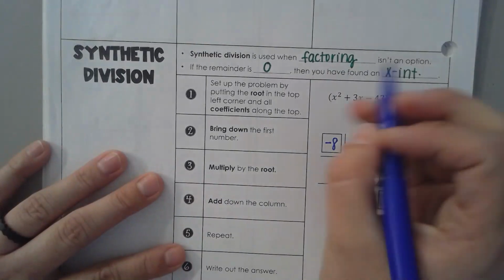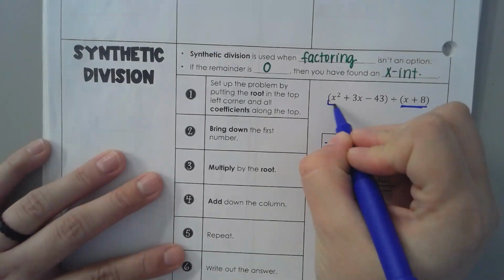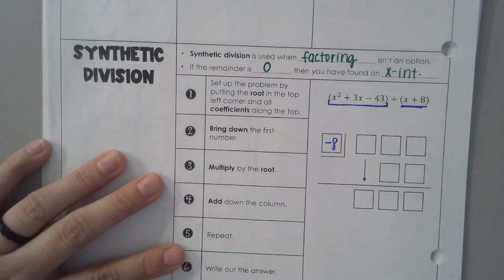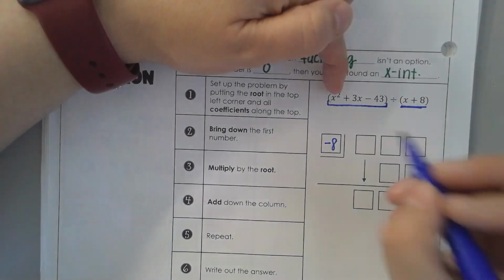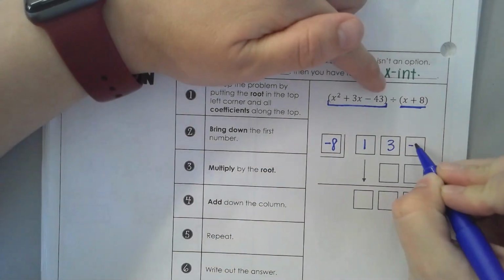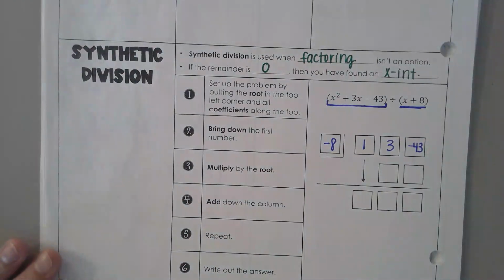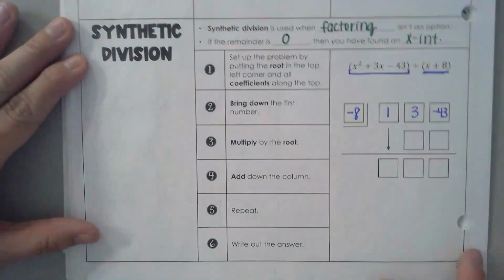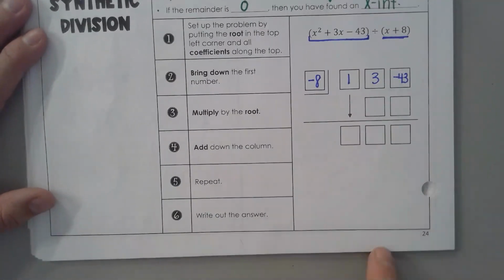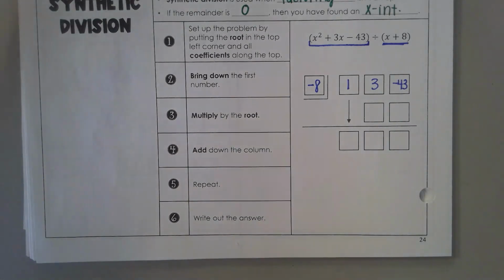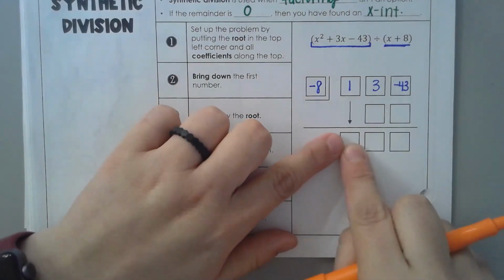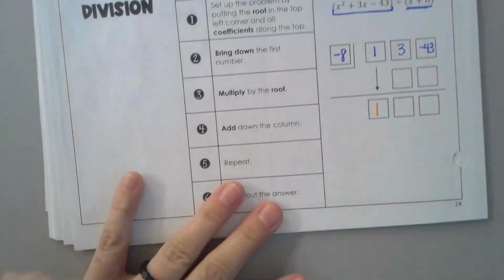And then you're going to fill in the coefficients of your first polynomial. So the numbers in the front. Technically, what's in front of the x squared? 1, 3, and then a negative 43. And from here on out, it's bring down, multiply, add, multiply, add, multiply, add. So you bring down this first number where I drew an arrow. Bring down the 1.